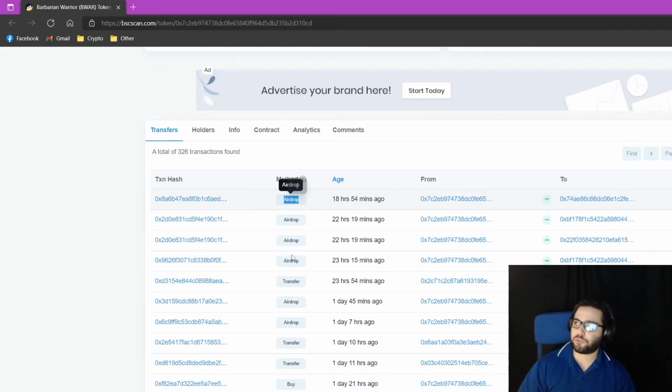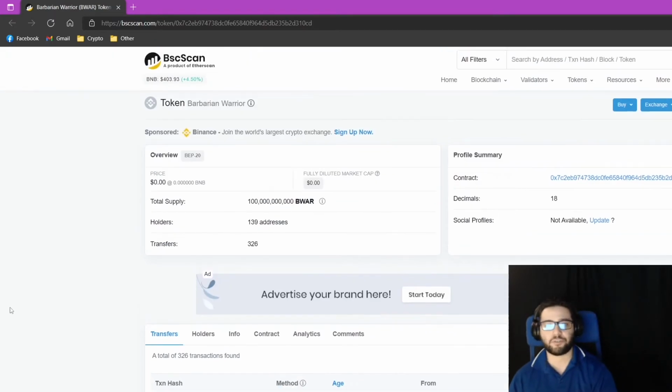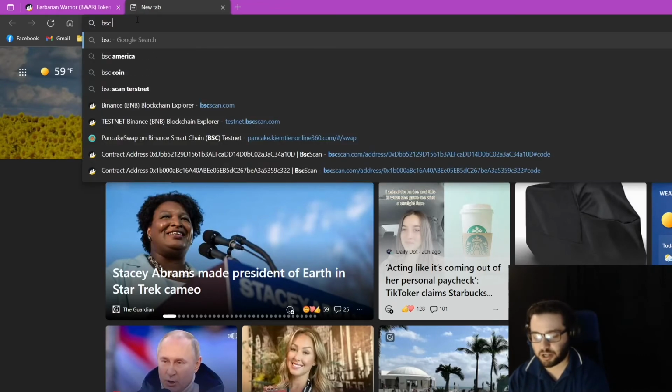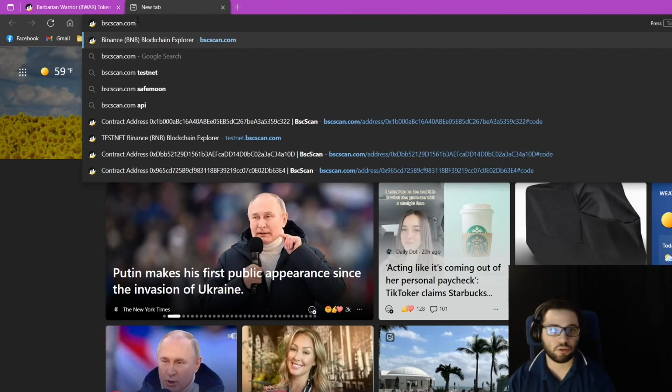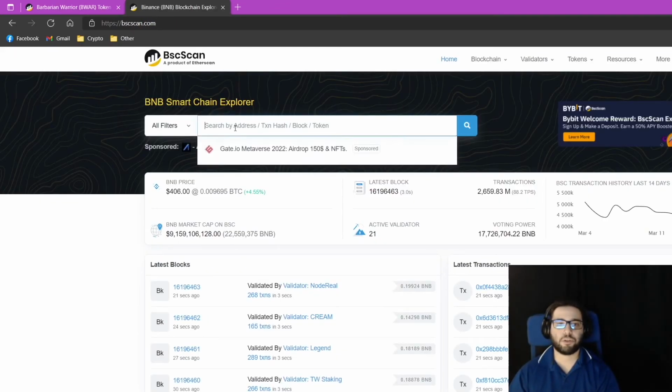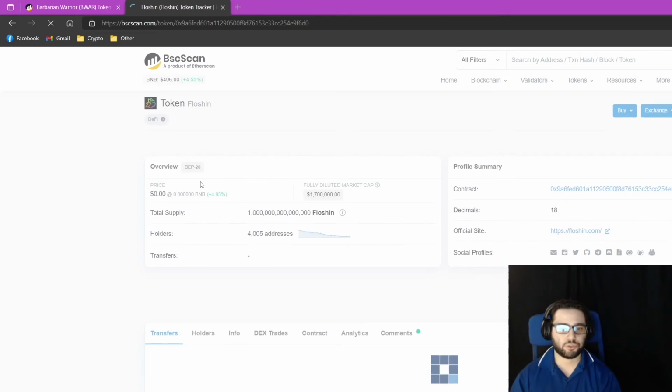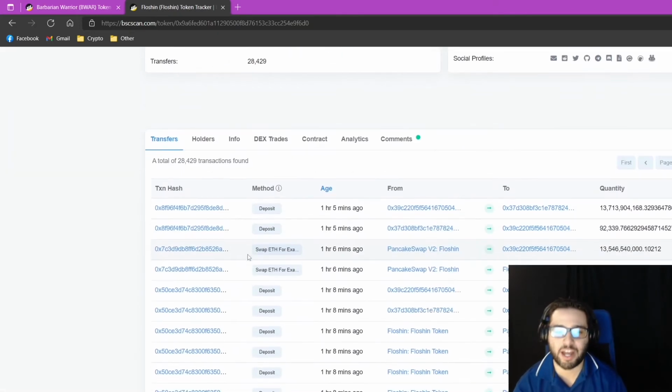There are a number of different ways an airdrop can be done by a token, either if they're doing a V2 or a marketing campaign. Typically, what we would do is take a snapshot of a wallet. So say, for instance, let's see, BSC scan. I'm going to pick a random crypto. Flotion, sure, why not? All right, so we got 4,000 addresses.